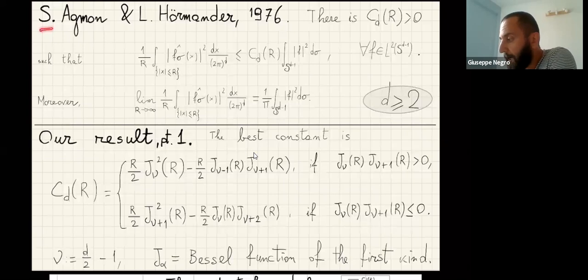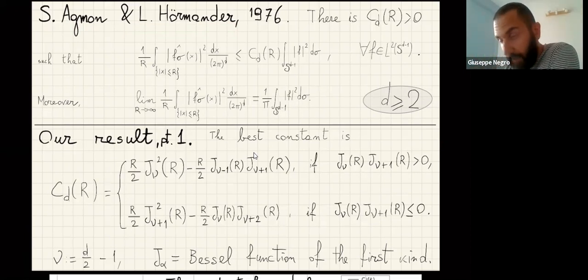So Shmuel Agmon and Lars Hörmander, 1976. This is a paper on asymptotic properties of solutions to elliptic PDEs in general. And from that paper, I extract this result here, considering the sphere. This paper treats general compact manifolds, but I'm studying the sphere for reasons which will be immediately obvious.